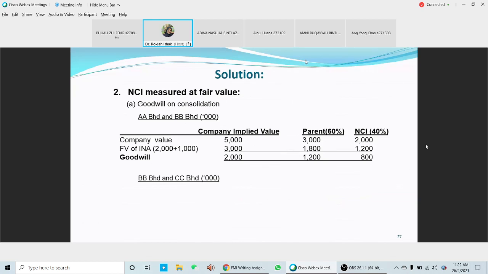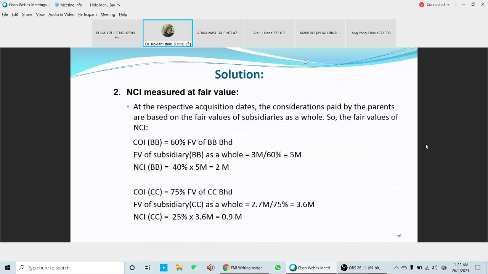So please study this one. Make sure that you understand the NCI based on proportionate share, and then understand this one also. Look at the NCI at fair value. For NCI at fair value, you need to recalculate.